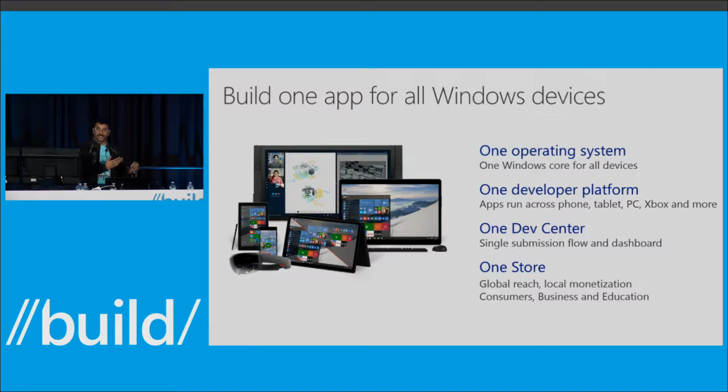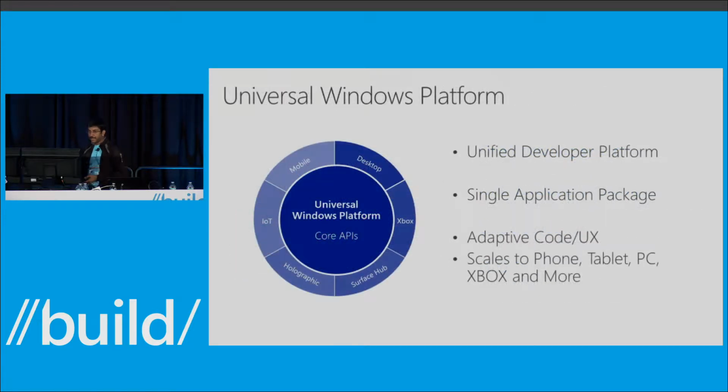I'm having a tablet, I'll give the tablet experience. So how is this possible? Well, we have these core APIs, and we call it the Universal Windows Platform that is available in all the devices that we can think about that run Windows, right? So then we give the ability for developers to build with a single package.